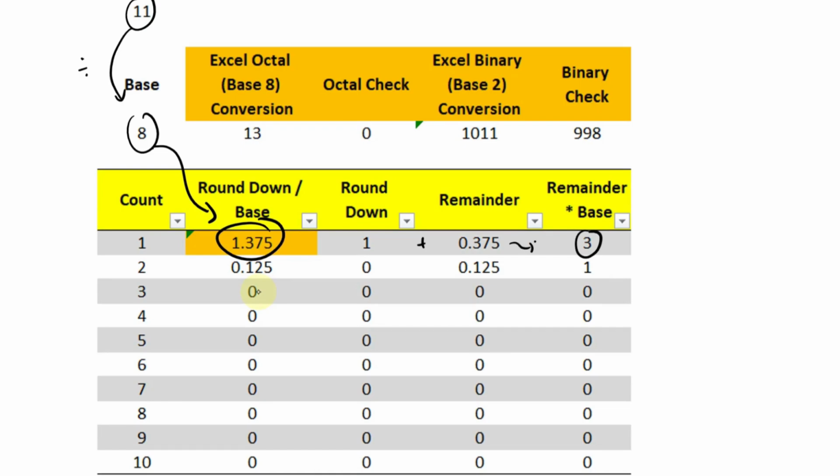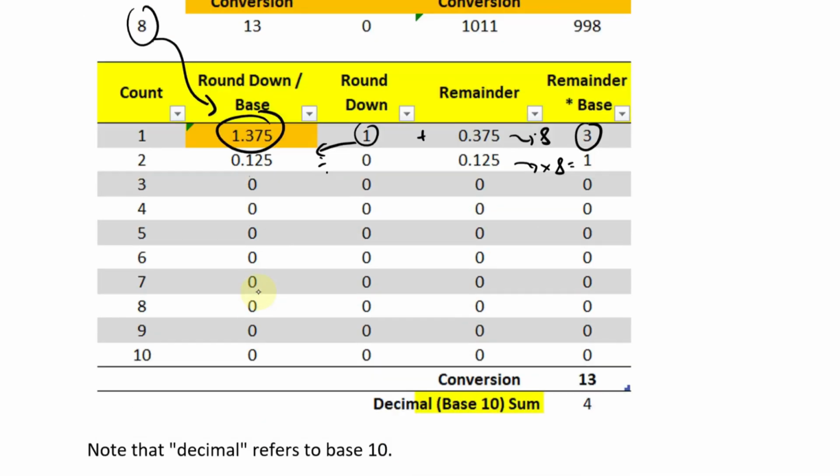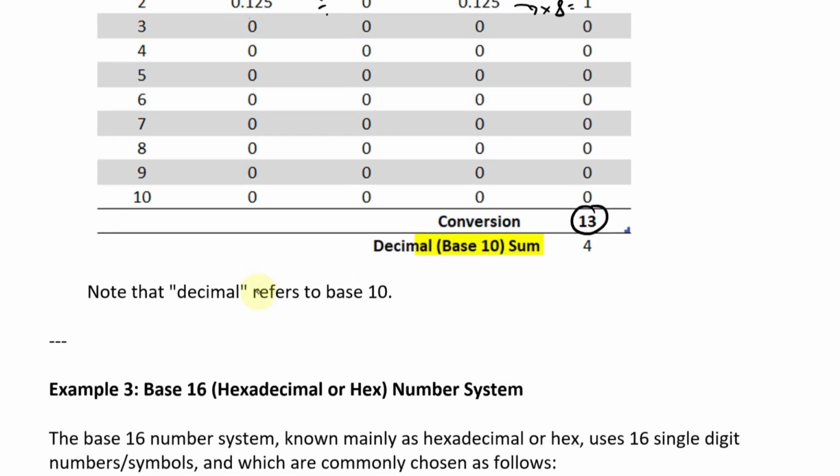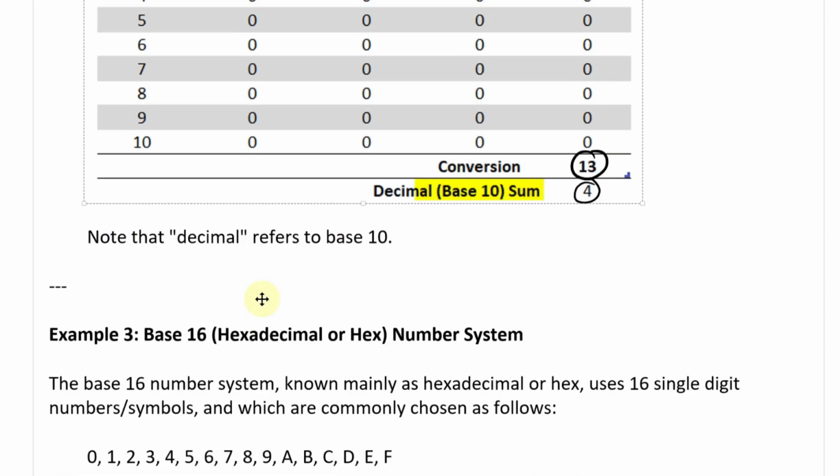This is times by 8. And then the next step is going to be 1 divided by 8 right there, 0.125. It equals 0 plus 0.125. So we've finished there, and that just equals 1 times 8 equals 1, like that. And then you just add up the digits. It's going to be 0, 1, 3, but in this case, 0 is ignored. So 1, 3. And decimal or base 10 sum, that's going to be 4, 1 plus 3 is 4. Anyways, note that decimal refers to base 10.